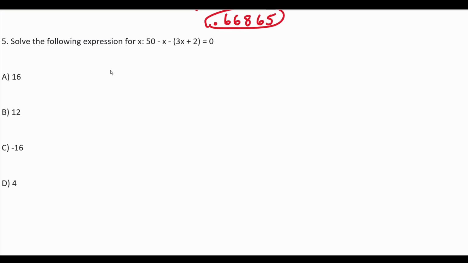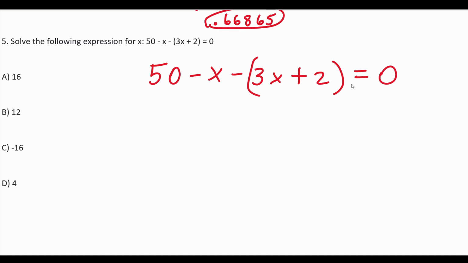All right, number 5 says solve the expression for x. We have 50 minus x minus 3x plus 2 equals 0. So let's copy this down. We have 50 minus x minus 3x plus 2 equals 0. And we want to solve for x. Well, the very first thing we have to realize is that there's technically an imaginary 1 here, which means we have to take this negative and distribute it to this 3x as well as to this 2. So let's go ahead and do that.